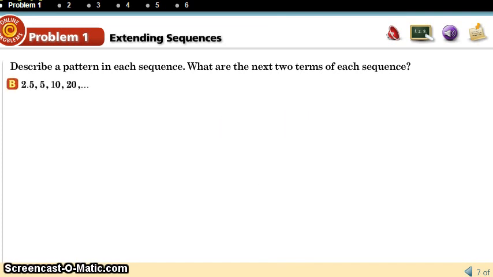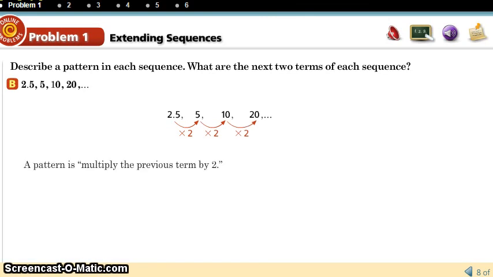Part B. Describe a pattern in the sequence. What are the next two terms? The sequence begins 2 and 5 tenths, 5, 10, 20. 2 and 5 tenths times 2 equals 5. 5 times 2 equals 10. And 10 times 2 equals 20. So a pattern is multiply the previous term by 2.